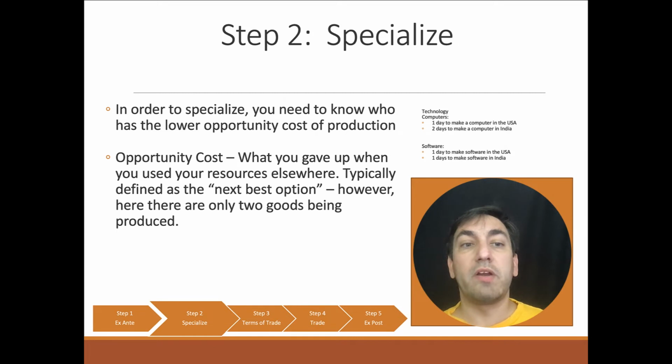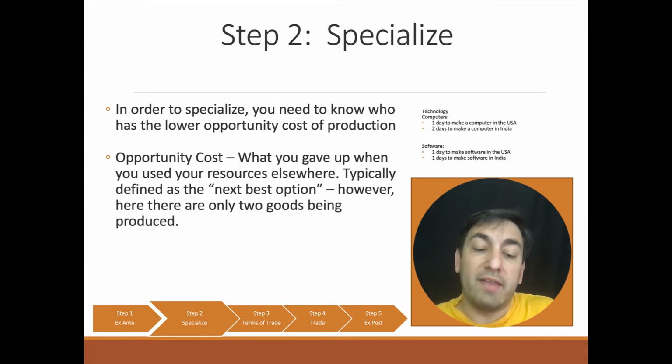Step two, we're going to specialize. Specialization is going to occur where you have the lower opportunity cost. Again, opportunity cost is what you gave up when you chose to do what you did. So what we're trying to think of is, if you're in the United States, every time you make a computer, how much software did you give up?